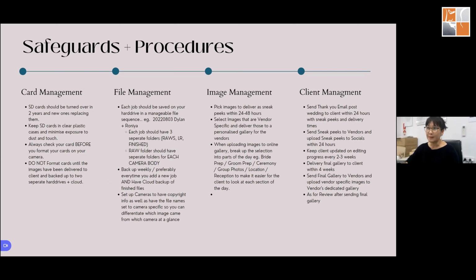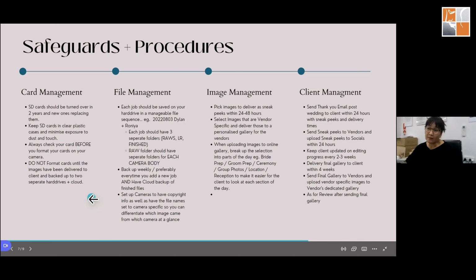So file management. For each job, I have a way of managing all my files so that they're all in sequence. So I go date and then the name of the client. Each job should then have 3 separate folders: raws, Lightroom, finished. Raw folders should also be kept for me with each separate card. So each separate camera body will have its own folder in the raw folder.